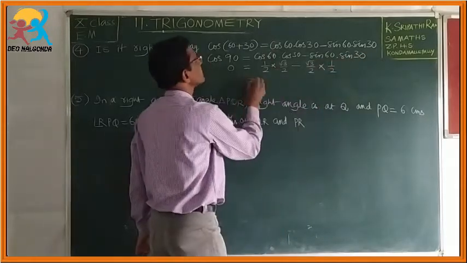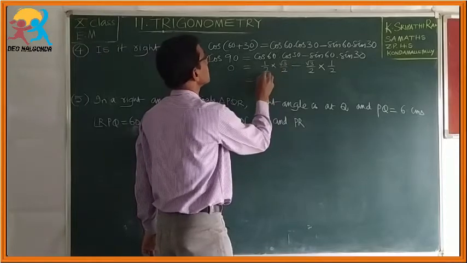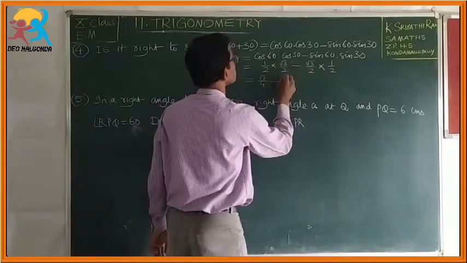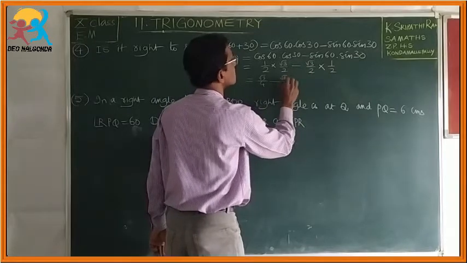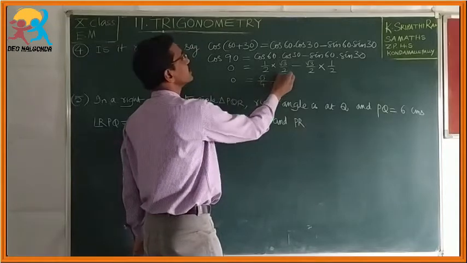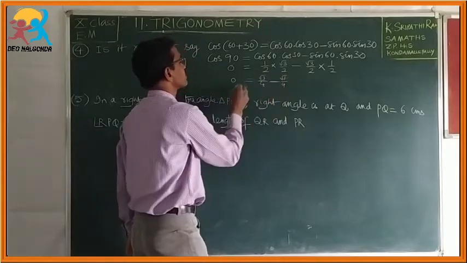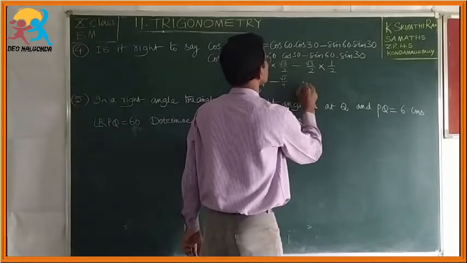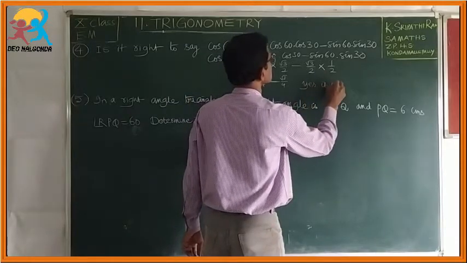So from this we get root 3 into 1 is root 3, 2 into 2 is 4; root 3 into 1 is root 3, 2 into 2 is 4. So we get root 3 by 4 minus root 3 by 4, which is 0. So 0 is equal to 0. So yes, it is right.